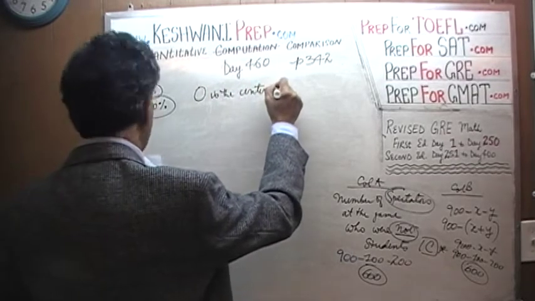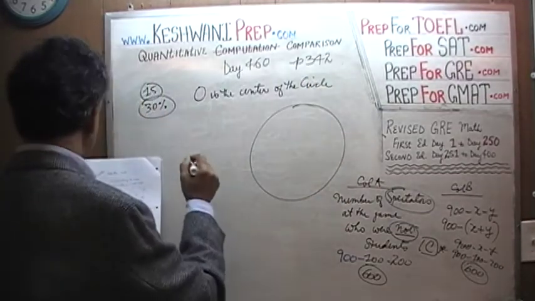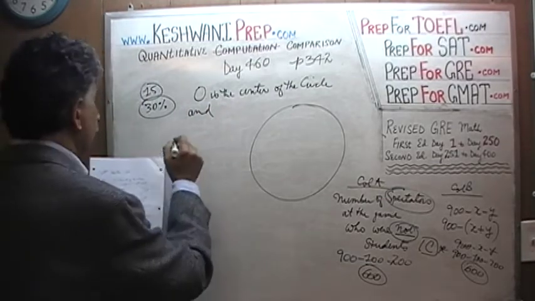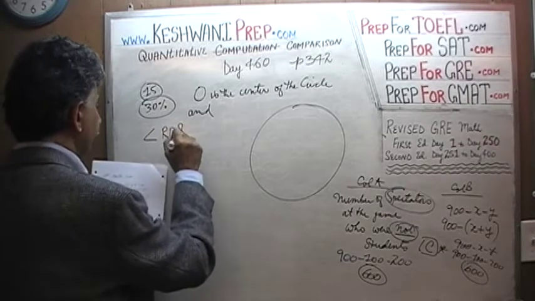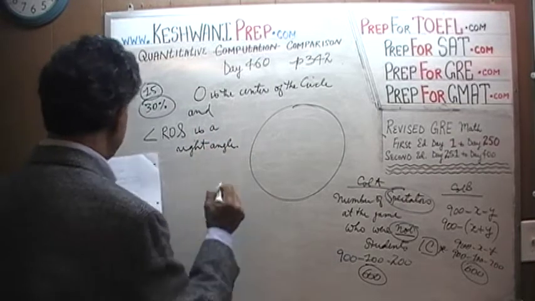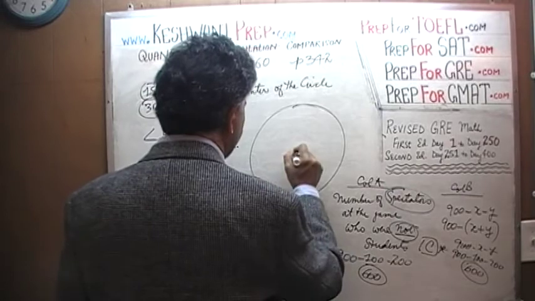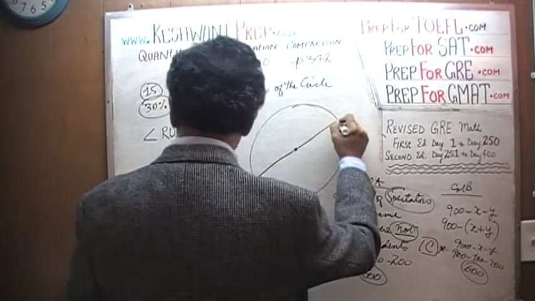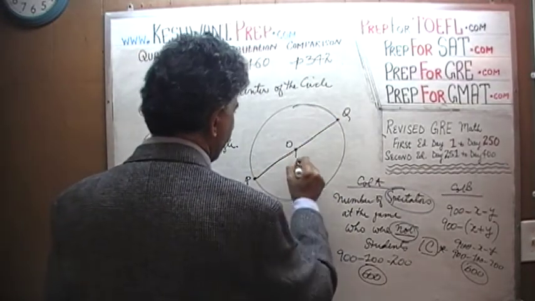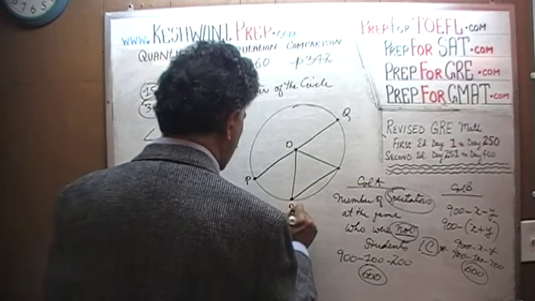We are told, O is the center of the circle. Here's your circle right here. O is the center, and we are told that angle ROS is a right angle. This is exactly how it appears in the exam. Nothing to it, nothing more, nothing less. Here's what the picture looks like. Here's the center O. The line goes through it. We are told this is POQ, and here is your triangle ROS.